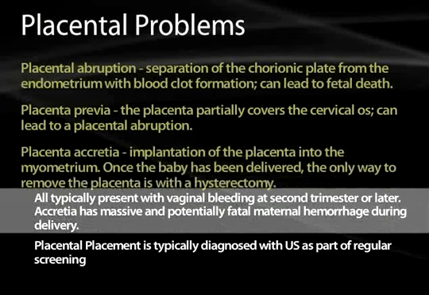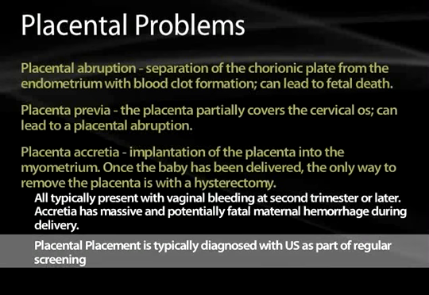These will all typically present with vaginal bleeding, especially during the second trimester as the size of the fetus and the weight of the fetus starts to become more prominent. Accreta is the one that's going to have some very massive and potentially fatal effects on the maternal side, as well as for the after delivery. The placental placement is typically, as we'd mentioned, noted by ultrasound and as a regular part of the screening program with prenatal care.